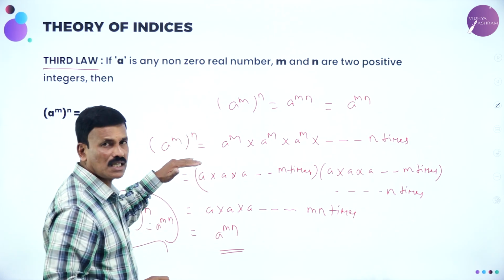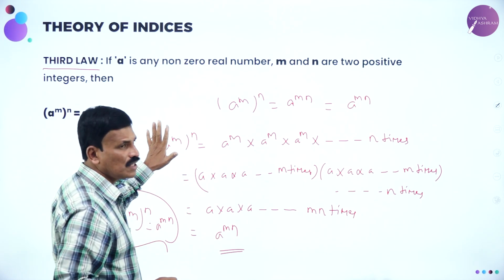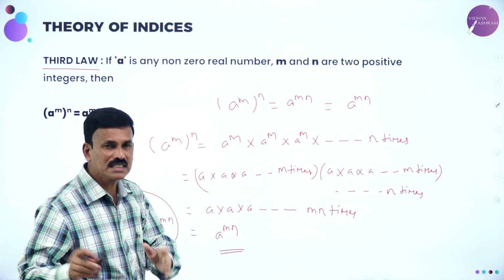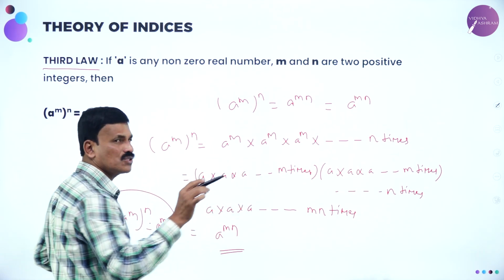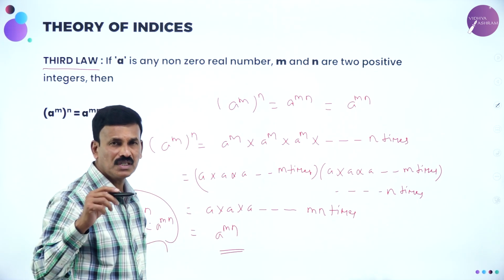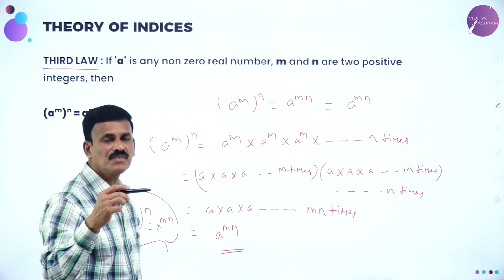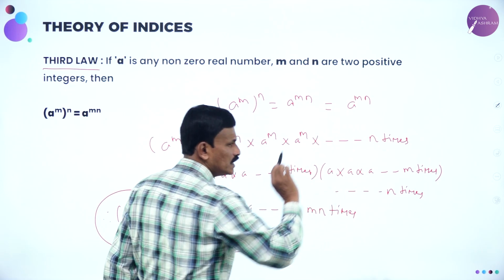So let us consider LHS, (a to the power of m) whole raised to n. So a raised to m is multiplied n times here. What is a square? A into a. What is a cube? A into a into a. So what is a to the power of n? A is multiplied n times. Instead of a, it is a raised to m. A raised to m into a raised to m, a raised to m is multiplied n times.